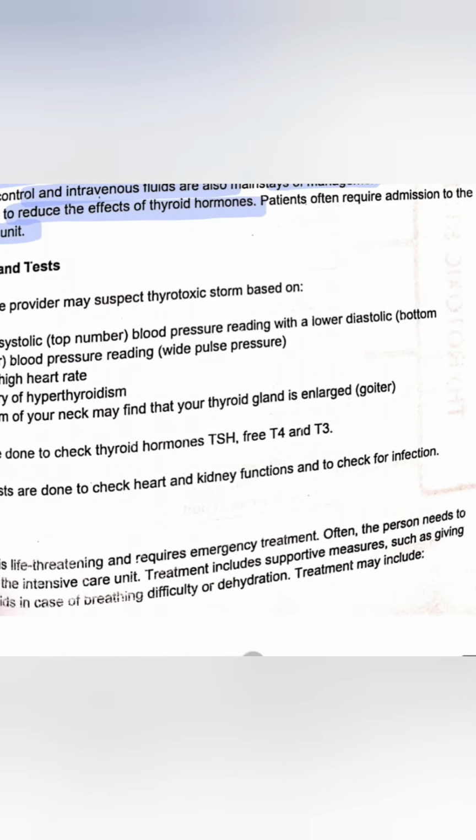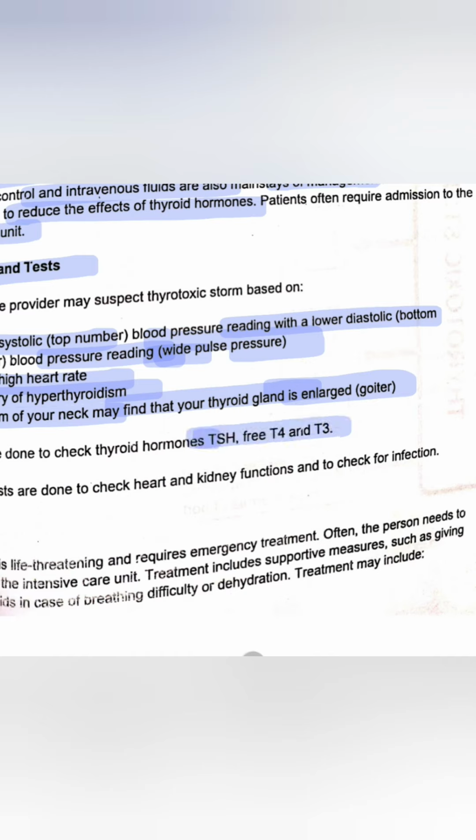So what are the examinations and tests necessary for this disease? The health provider can suspect thyrotoxic cases based upon a high systolic blood pressure and a low diastolic blood pressure, such that there is a wide pulse pressure, a very high heart rate, and a history of hyperthyroidism. Examination of the neck can show enlargement of the thyroid, or goiter. The blood tests include TSH, free T4 and T3. Other blood tests are needed to see the kidney and heart functions.